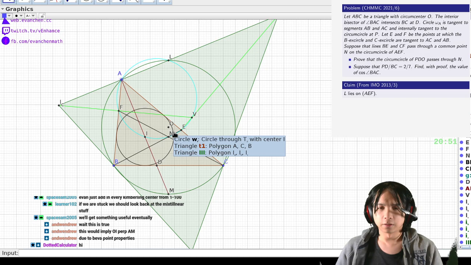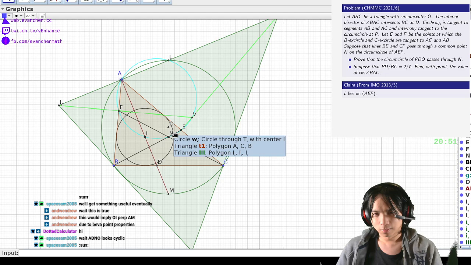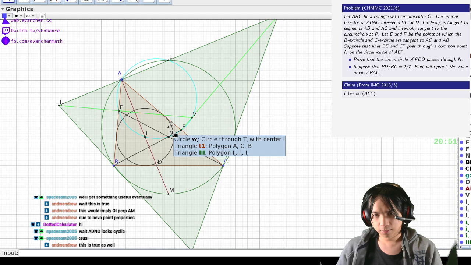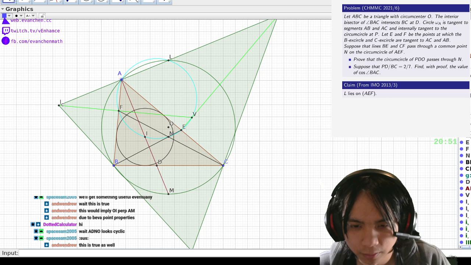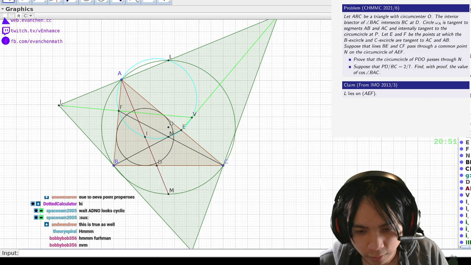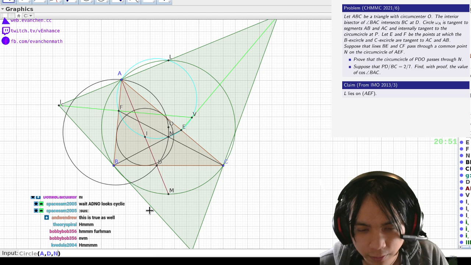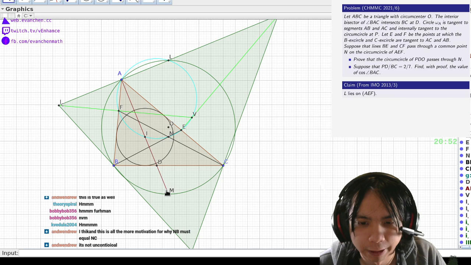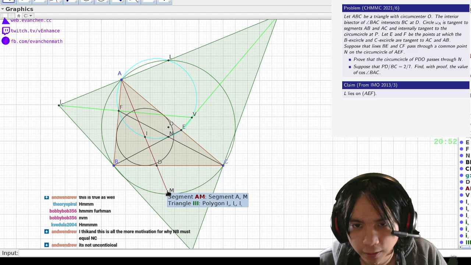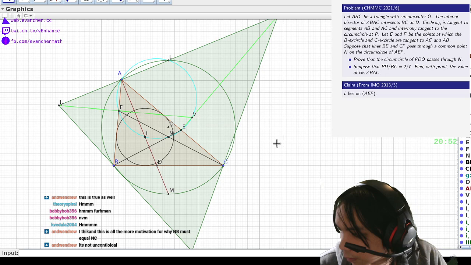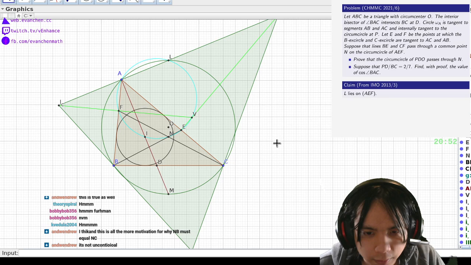But I don't see the converse. It's like, conversely... I hate this. ADNO, is that unconditionally cyclic? I bet it's true in this configuration just because everything seems like it's true in this picture. Yeah, actually that follows by power of a point from M immediately. So MD times MA equals MC squared, which is also equal to MN times ML. And then by halving and doubling, it follows ADNO is cyclic. And so P lying on there.